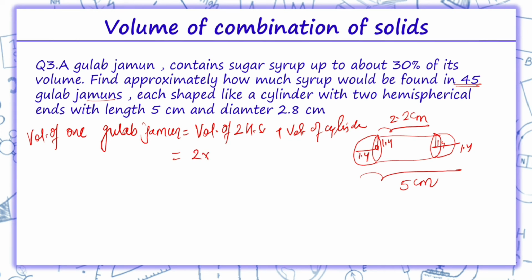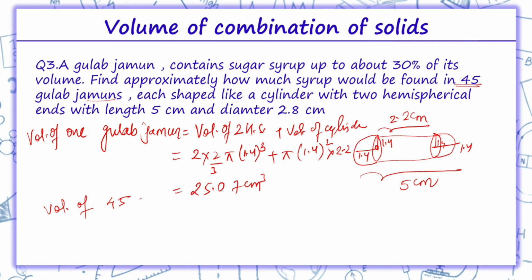So it will be 2 into 2 by 3 pi r cube. R is over here 1.5 cube plus pi r square h. R is 1.4 square into h. Height of the cylindrical part is 2.2. Thus when we solve it, we'll get 25.07 centimeter cube. This is the volume of one gulab jamun.